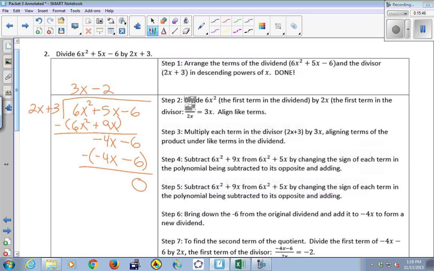The 9x, that came from taking my 3x and multiplying by the 3. I had to do 3x times 2x, that gave me 6x squared, and then 3x times 3, that gave me the 9x.